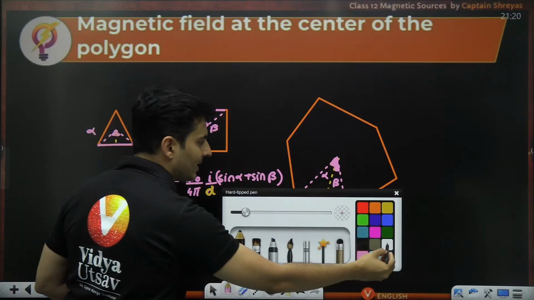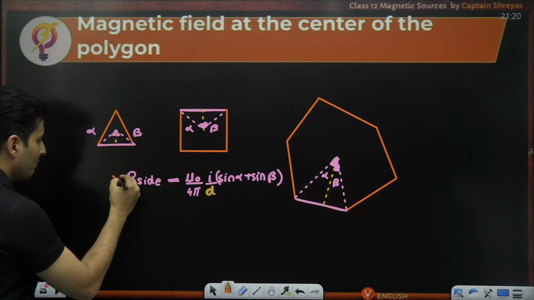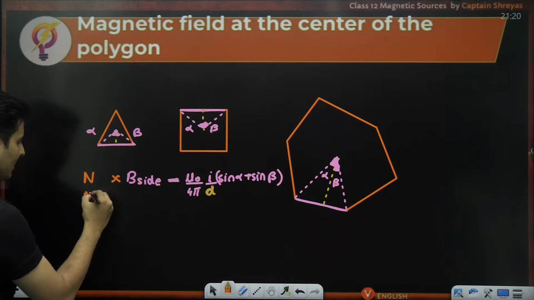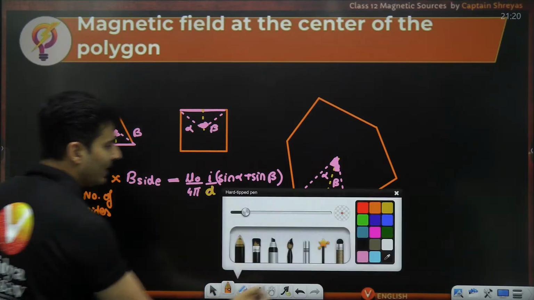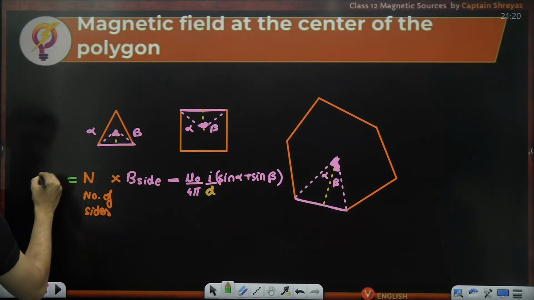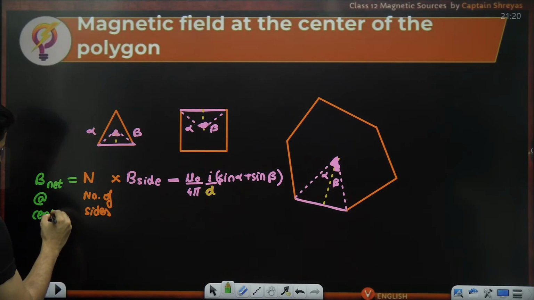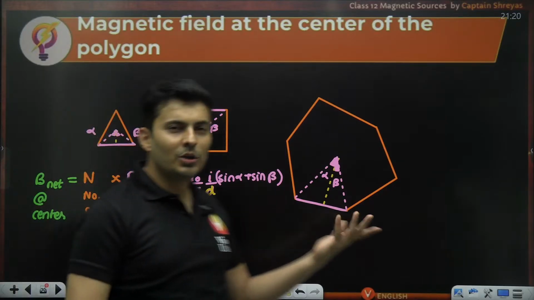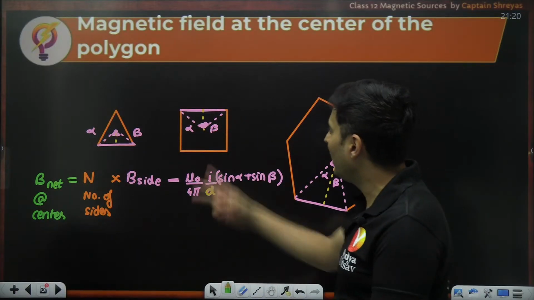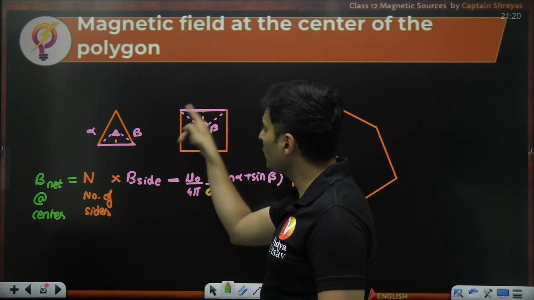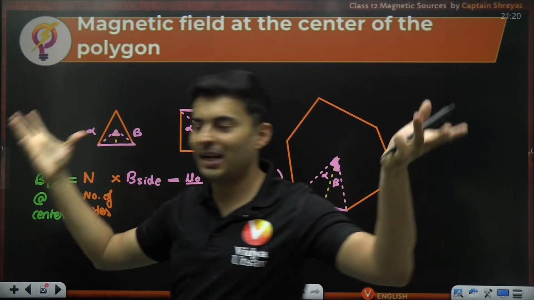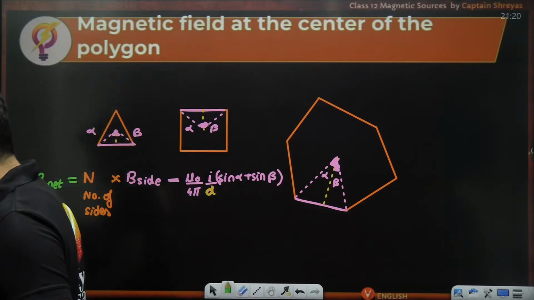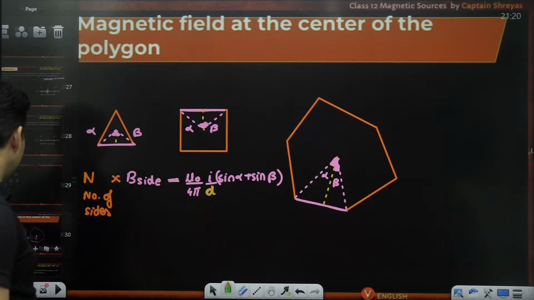Whatever number of sides are there, you multiply it with that, multiplied by n, which is the number of sides. You will get the net magnetic field at the center. Isn't it clear? Isn't it obvious? You find out due to one side, every side will contribute the same amount and all of them will keep adding and you will get the net magnetic field. Got it, everyone? Awesome.